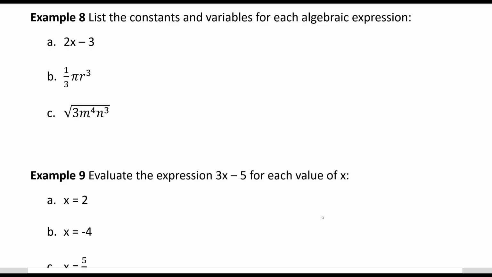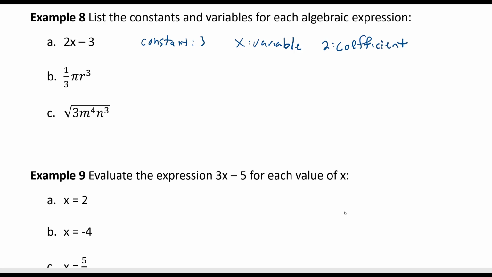So list the constants and variables for each of the algebraic expressions. So for this first one, the constant would be 3, or you could say -3, but that's the operation, subtraction between them. But the constant is 3. Then 2x, so x is our variable, and then 2 is the coefficient of the variable. It's not a constant. I mean, 2 is a constant in itself, but in this application, it is the coefficient of the variable.